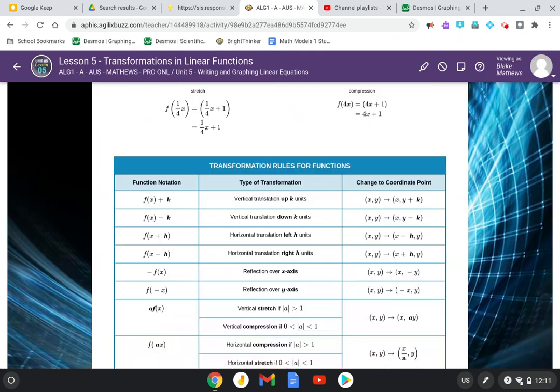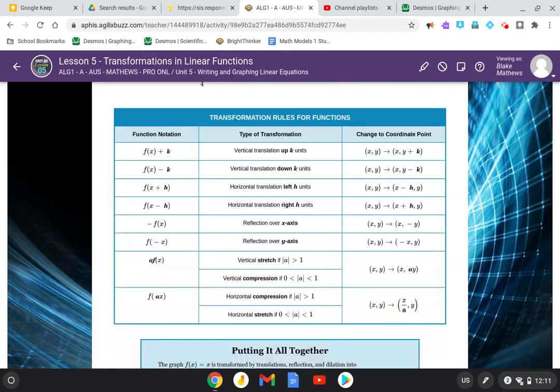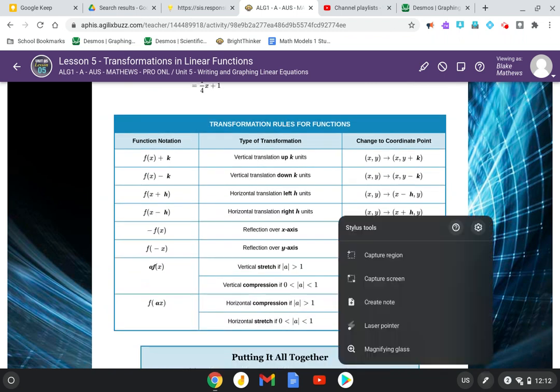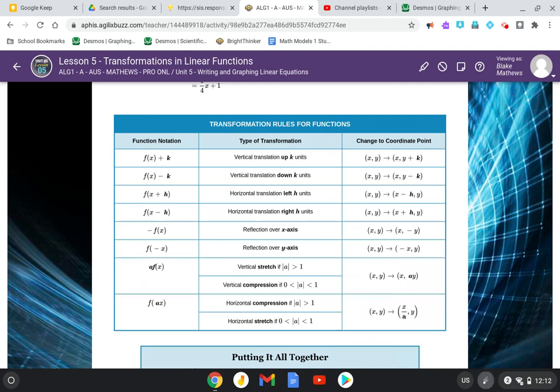So I'm going to go down here to our summary page so you can see what this looks like on our list of rules. That would be these first two items right here. Function notation, vertical up k or down k units is when you add something to the end.